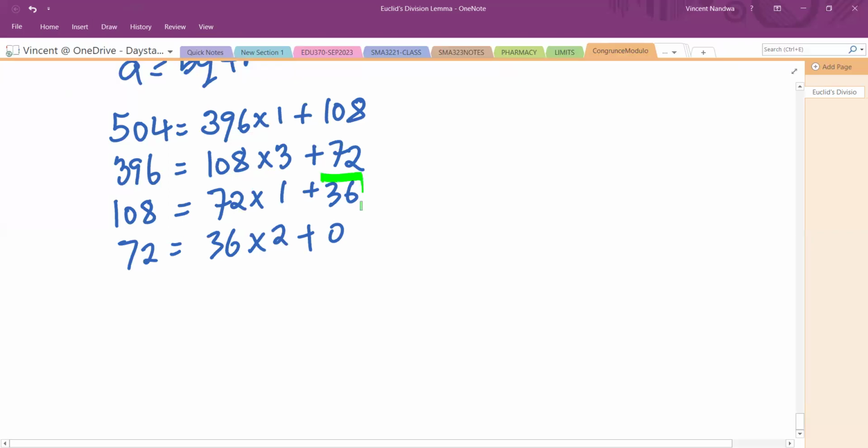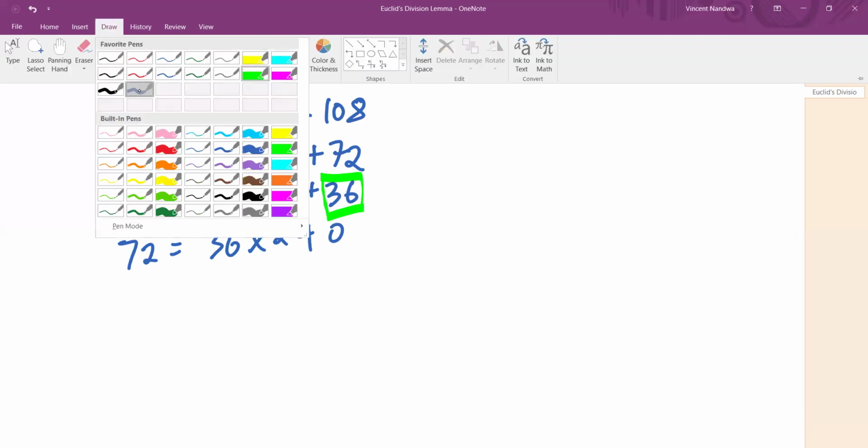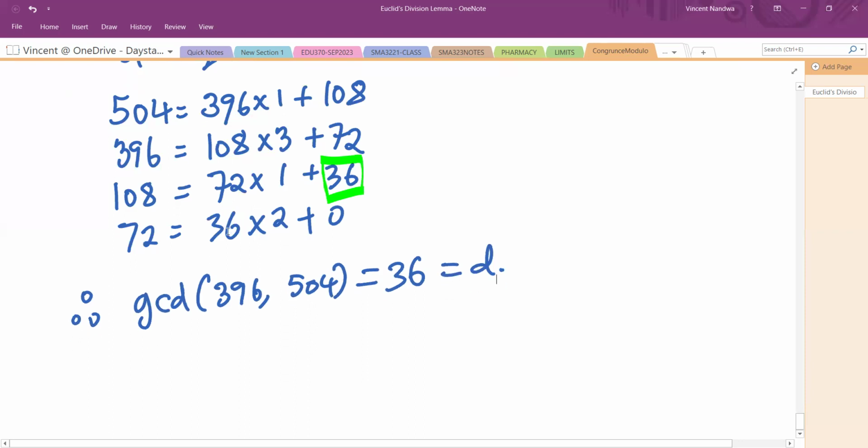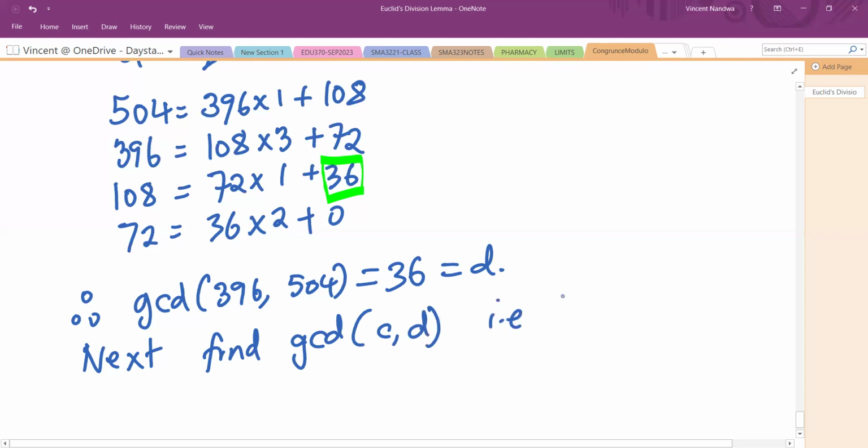So it tells us that this number 36 must be the GCD of A and B. So therefore, the GCD of 396 and 504 is 36. So this is like what we used to call D. So next, we find the GCD of C and D, i.e. the GCD of 36 and the next number, 636.